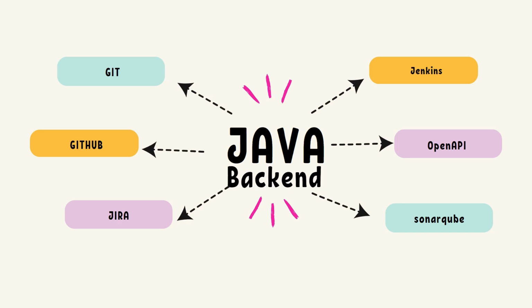Then SonarQube. SonarQube is used to identify the code quality. So we need to write some JUnit test cases for the Java backend code. In that, how many test cases passed, how many test cases failed. Based on the percentage of test cases passed, we need to allow the deployment for that particular code. So for that, they are using SonarQube.